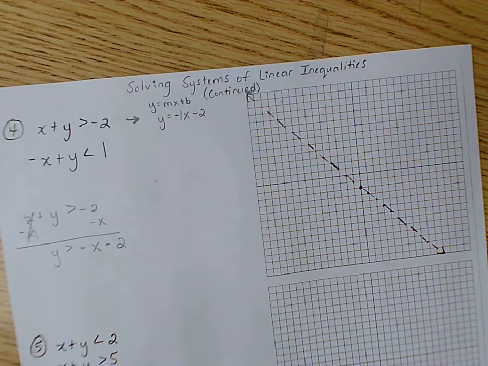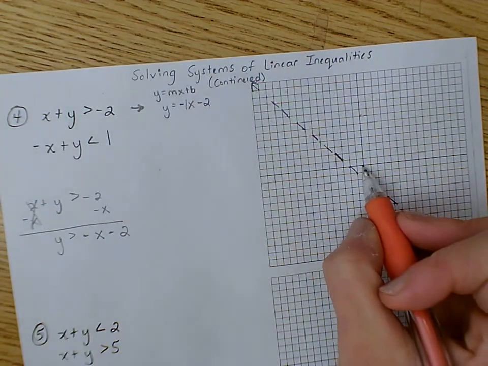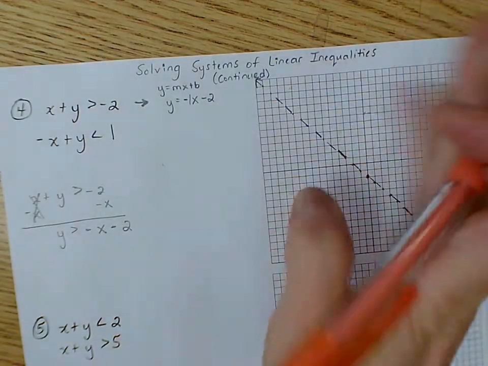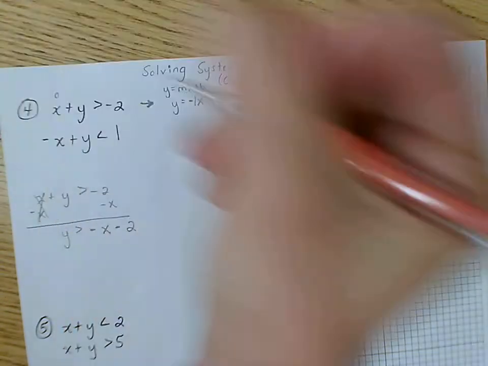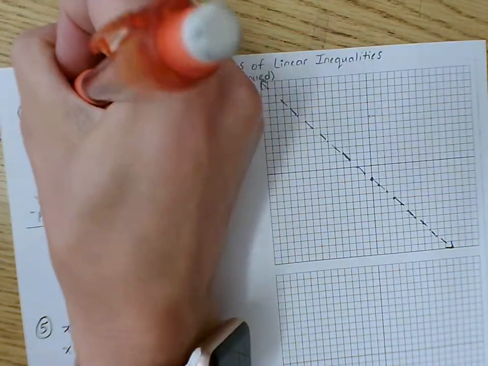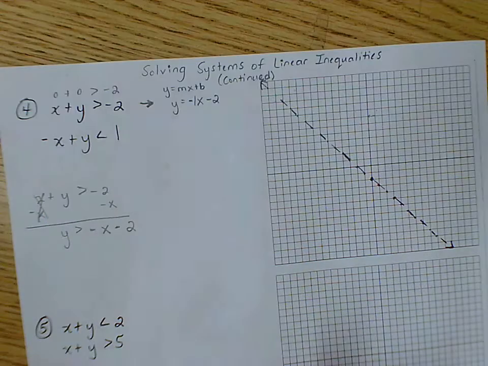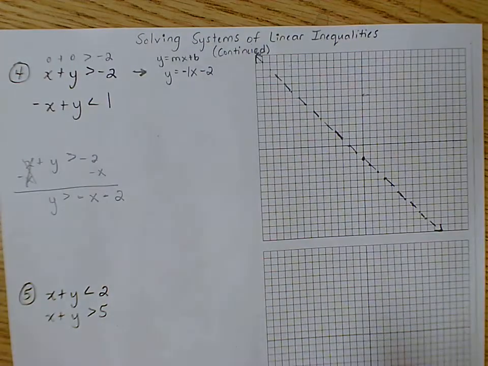Now go ahead and shade. Remember, that's where you find a point that's not on the line and plug it in to test it out. The point I like to choose is 0, 0, because it's easy to work with. If I plug in 0, 0, my x value is 0 and my y value is 0, and I add them and see, does that work in that equation? If it does, that's the side I shade on. If it doesn't, then I shade the opposite side.